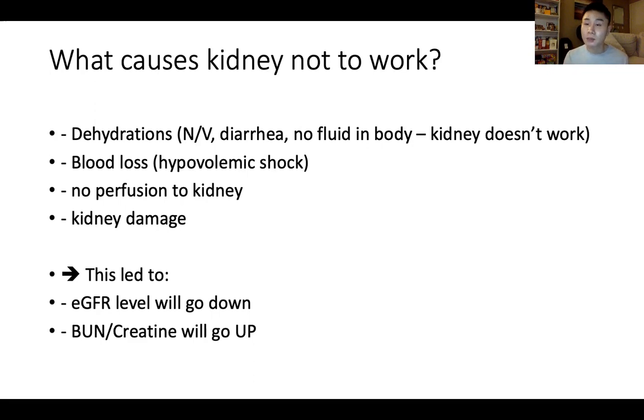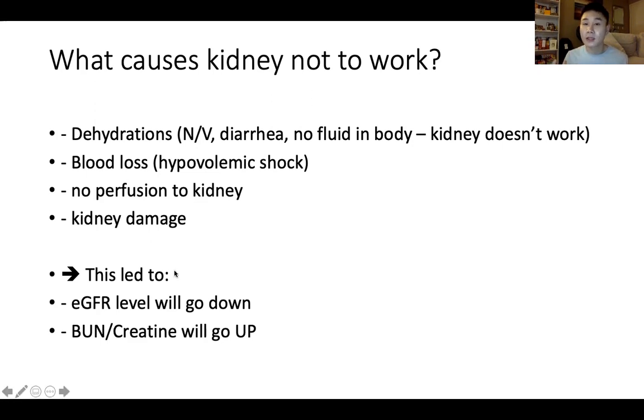And then blood loss. Blood loss will lead to hypovolemic shock, and this will cause less blood perfusing to the kidney as well. Next is no perfusion to the kidney. Like I mentioned, all of this causes no perfusion to the kidney and leads to kidney damage and also less blood for the kidney to filter.